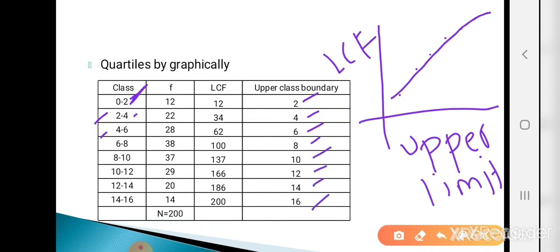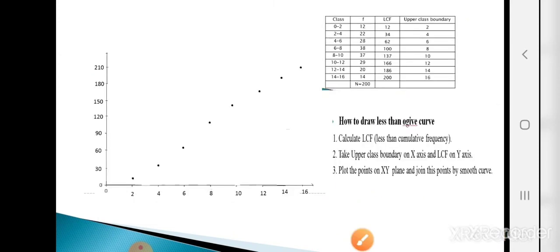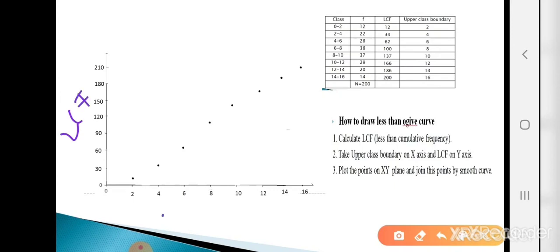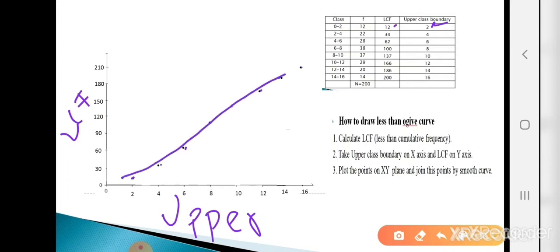Take upper class boundary, that is upper limit, on the x-axis and the LCF value on the y-axis, and plot the points on the xy plane. For the class boundary 2, what is the LCF value? It's 12. Then for 4 it's 34, then for 6 it's 62, then for 8 it's 100, then for 10 it's 137, then for 12 it's 166, then for 14 it's 186 and last for 16 it's 200. Now join these points by a smooth curve, called the less than Ogive curve.